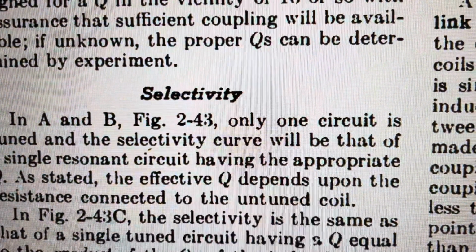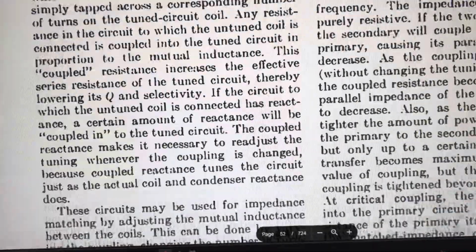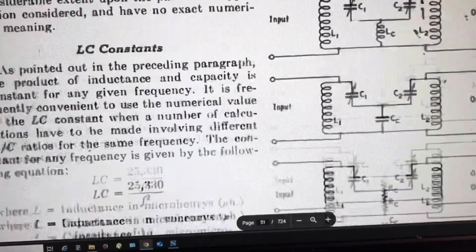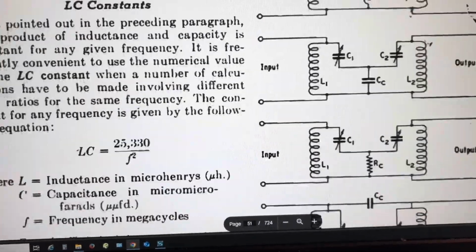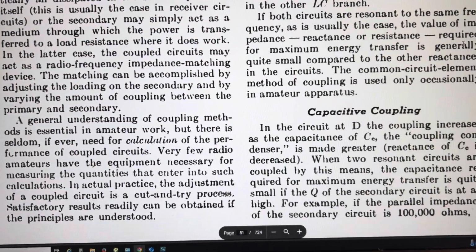So if the Q multiplier improves the selectivity, I guess we've got to go to selectivity next, right? Selectivity. I skipped a whole lot of stuff. I just zoomed all the way down, but there's a lot going on here. But I just thought we'd stick with a theme here for a minute.